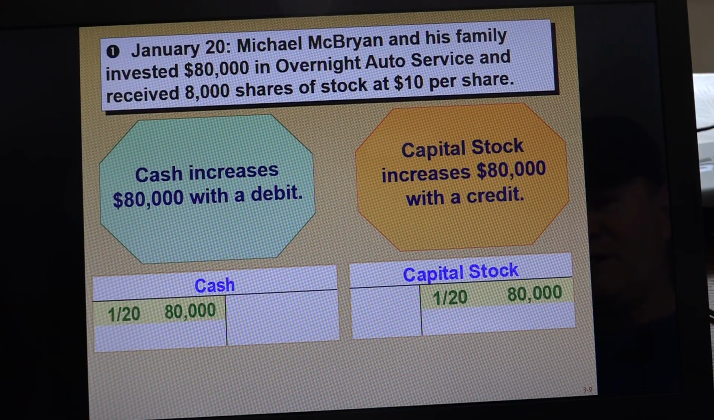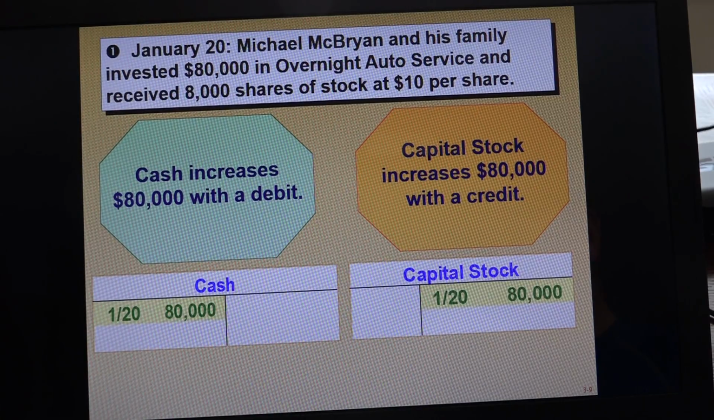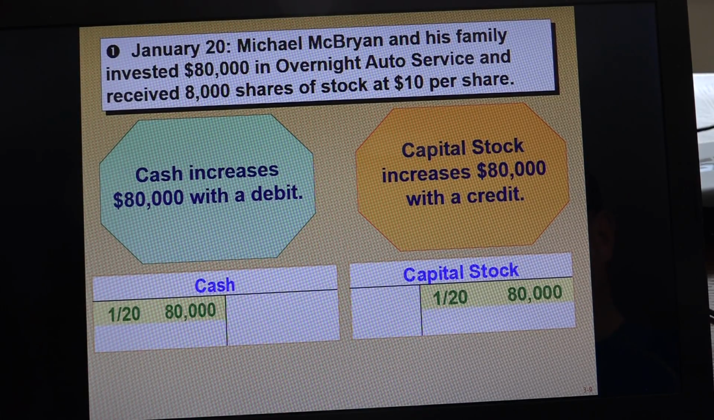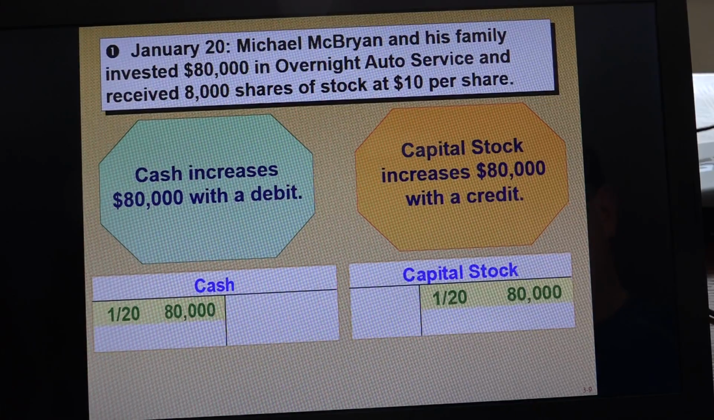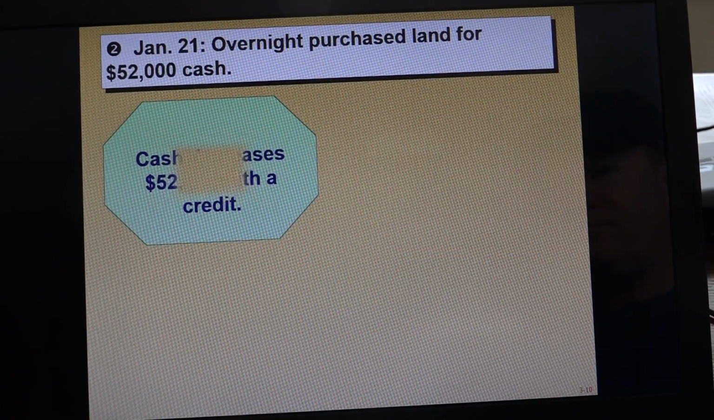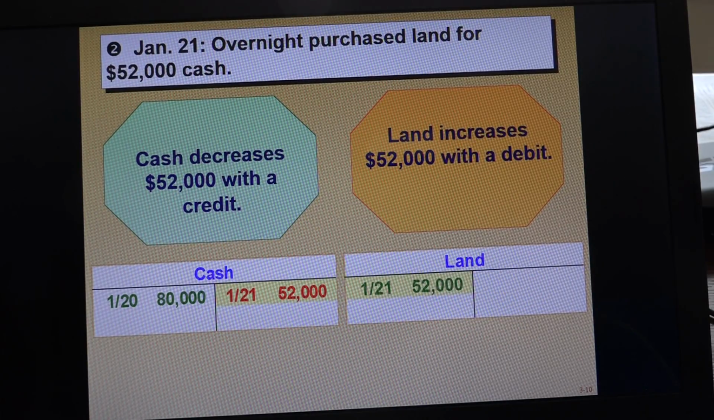So this transaction is going to be posted to the cash account with a debit, increasing cash $80,000, and to an owner's equity account called capital stock, increasing it by crediting $80,000. Okay, so we'll move here at a pretty good pace because this should start to be somewhat second nature, hopefully.